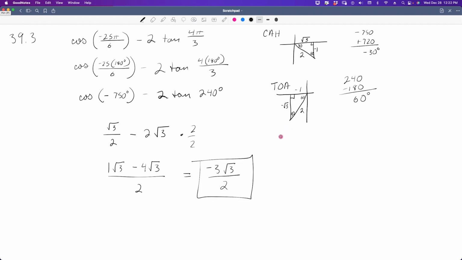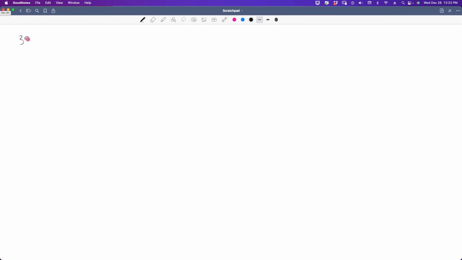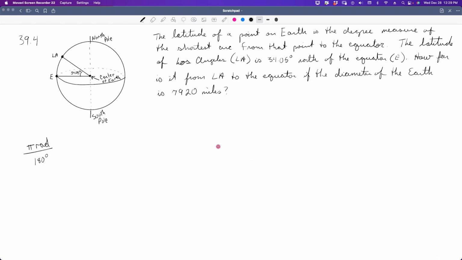All right, let's do 39.4. We're going to apply this a little bit differently. So let's look at this. Let me clear the page. 39.4, and let me put this up here for us. I'm going to have to draw an illustration for you. All right, 39.4. The latitude of a point on Earth is the degree measure of the shortest arc from that point to the equator. So that's this right here.